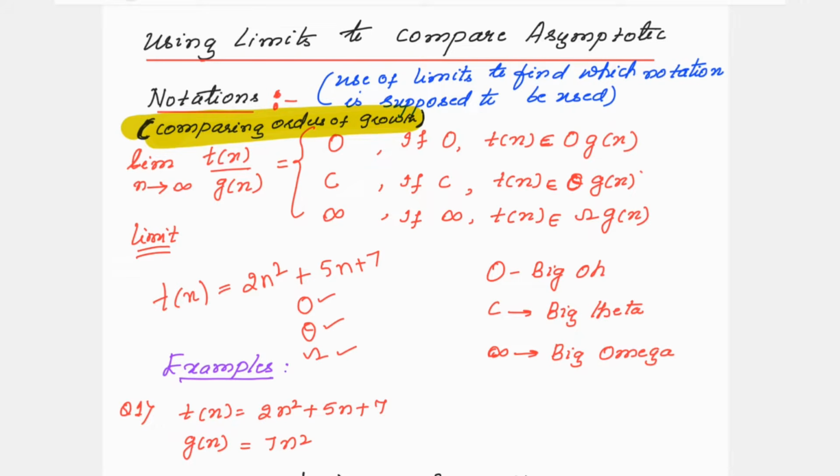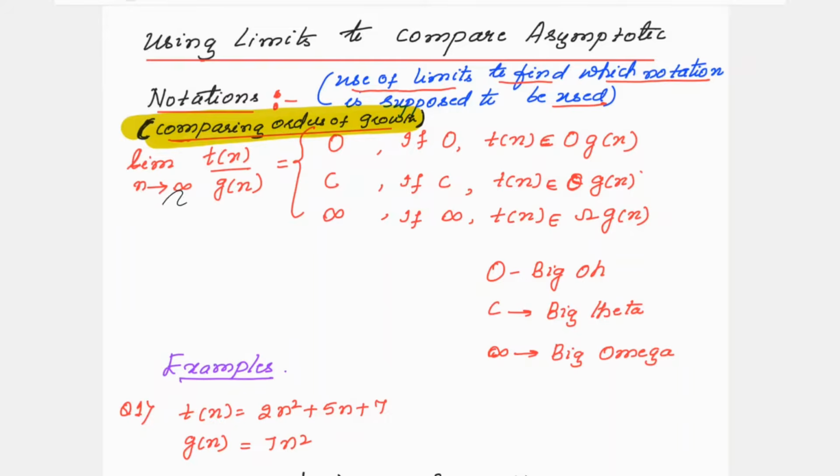So let us solve a few examples here, and what exactly is the logic that I shall be explaining to you. This topic can be studied under the heading comparing the orders of growth, or using limits to compare asymptotic notations. In simpler words, I am writing here: use of limits to find out which notation is supposed to be used, whether to use big O or big theta or big omega. So what is the logic here?